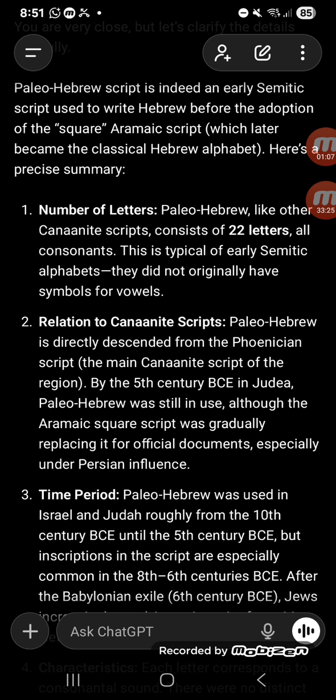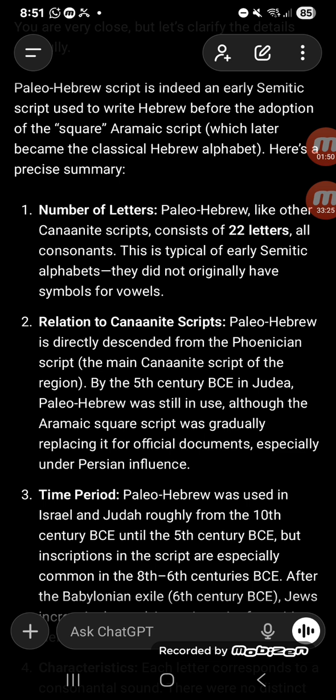By the 5th century BCE, in Judea, Paleo Hebrew was still in use, although the Aramaic square script was gradually replacing it for official documents, especially under the Persian influence. In other words, the Persian captivity. Now pay attention and listen to what changed. The Persian influence changed the way it was written from the ancient Paleo to the Aramaic square script, right? But keep listening.